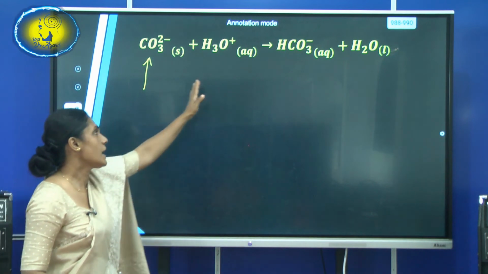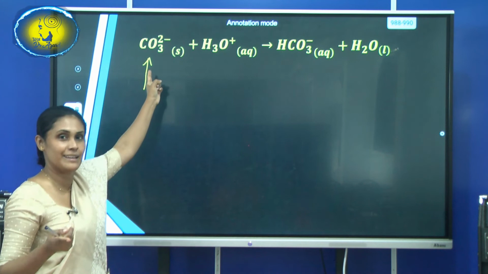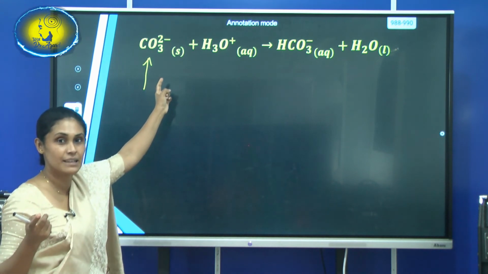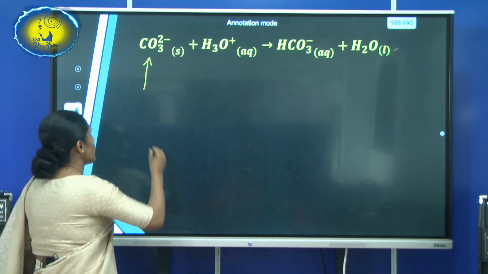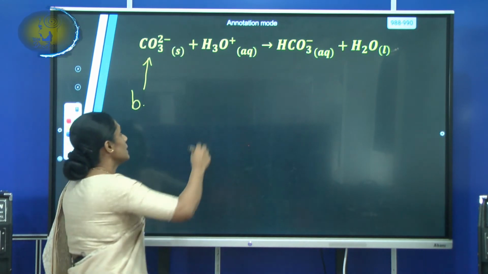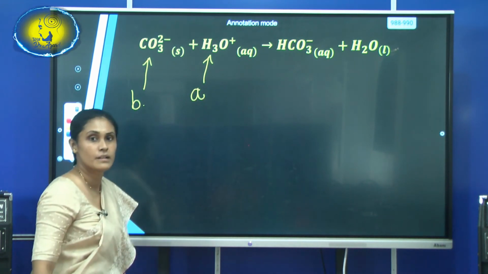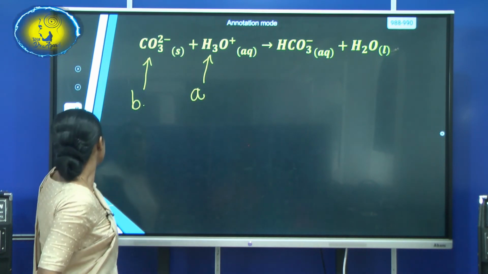So you don't have any idea about these things, but you know one. What is it? Carbonate. What do you know about carbonate? It is a base. So if this is a base, automatically what will happen to this one? It reacts as an acid. Right?